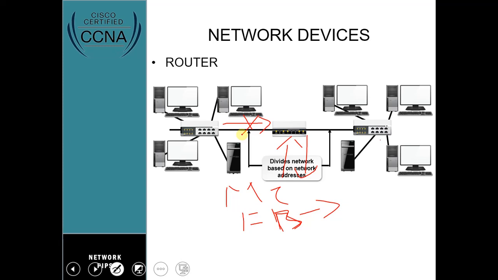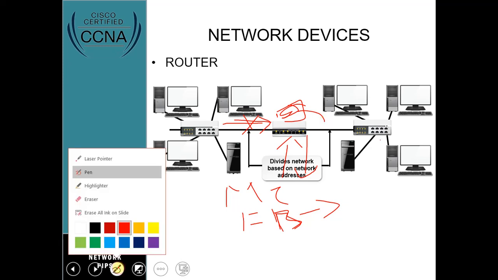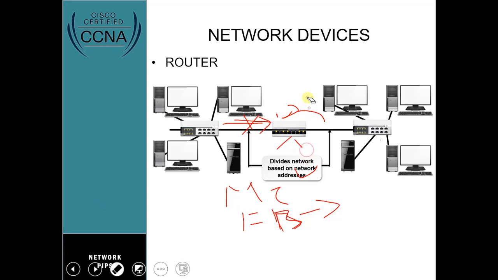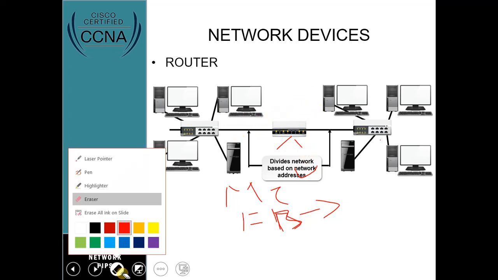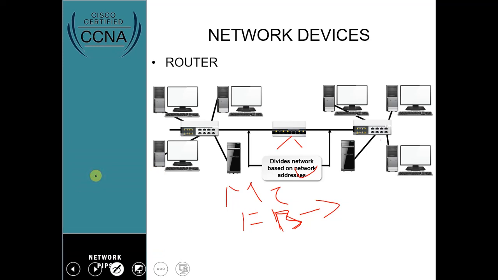So it's more like a roundabout. Each packet that comes to it, it routes to another. It looks at its table and finds the best route where it can route that packet. You can see it divides the network based on the network addresses. So by default, router interfaces also cannot be on the same network.